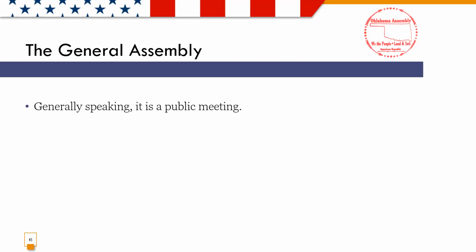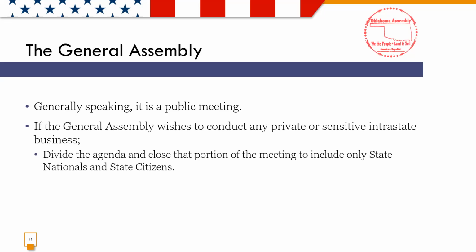Because that General Assembly supervises the other three pillars. That's important. So if the General Assembly wishes to conduct any private or sensitive intrastate business, you can divide the agenda and close that portion of the meeting to include only state nationals and state citizens, right? That's how you can handle that.